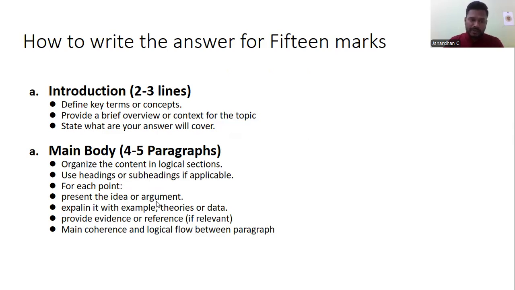Present the idea or argument. Explain with examples, theories or data. Provide evidence or references, if relevant. Maintain coherence and logical flow between the paragraphs. That matters here.